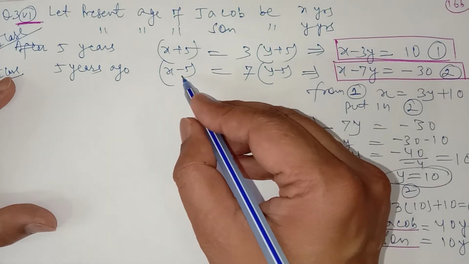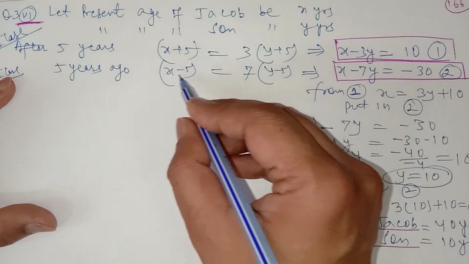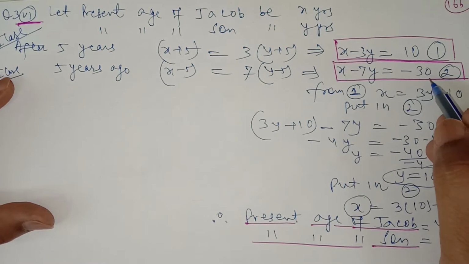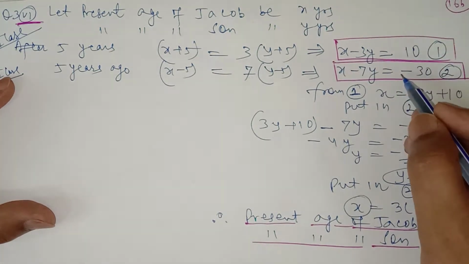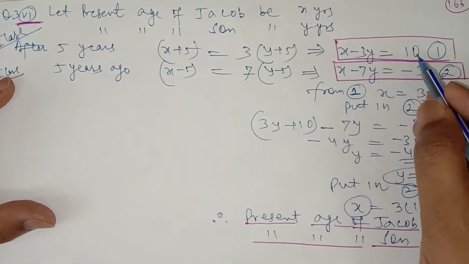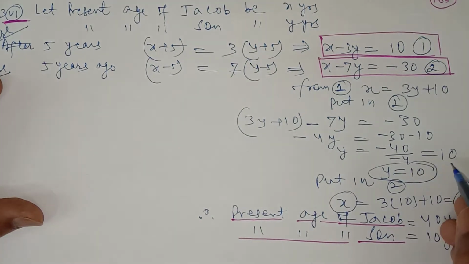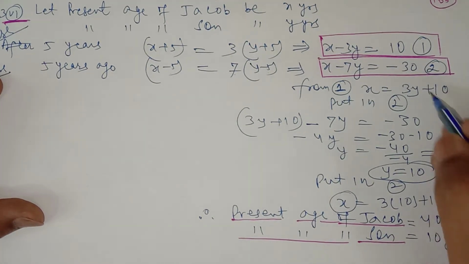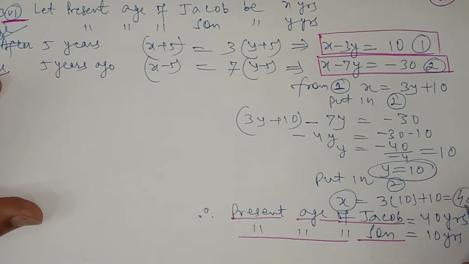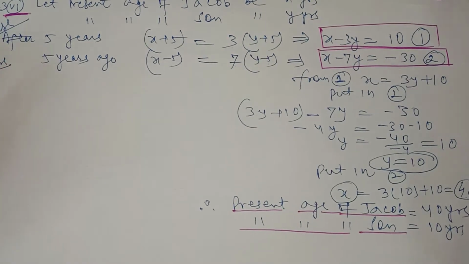And it is given that Jacob is 7 times the age of his son. So open the bracket, arrange it. I am getting this equation x minus 7y is equal to minus 30. Solve this equation by the substitution method. I have taken the value of x from the first, that is 3y plus 10, and put it in the second and got the value of y as 10. When I put the value of y as 10 in this, I am getting the value of x as 40. So the age of Jacob is 40 years and the age of his son is 10 years.